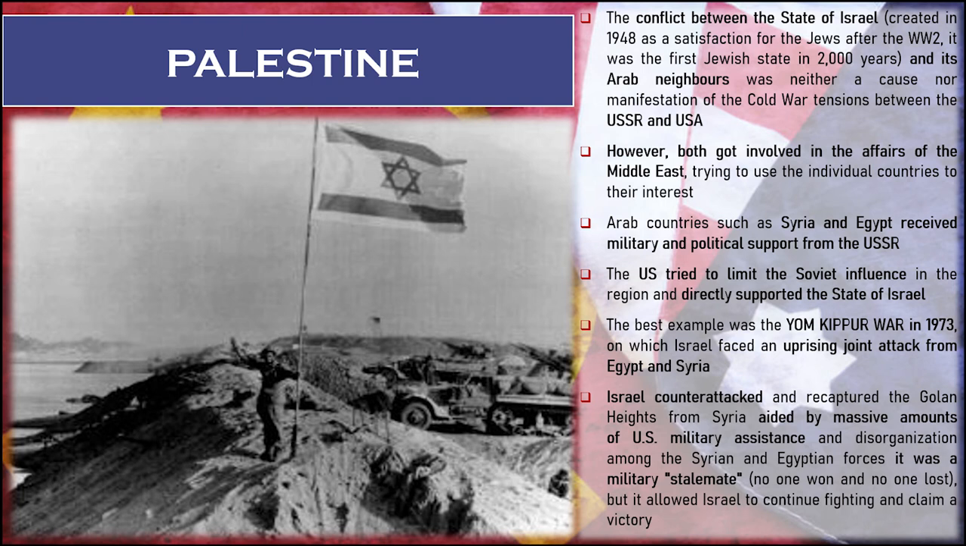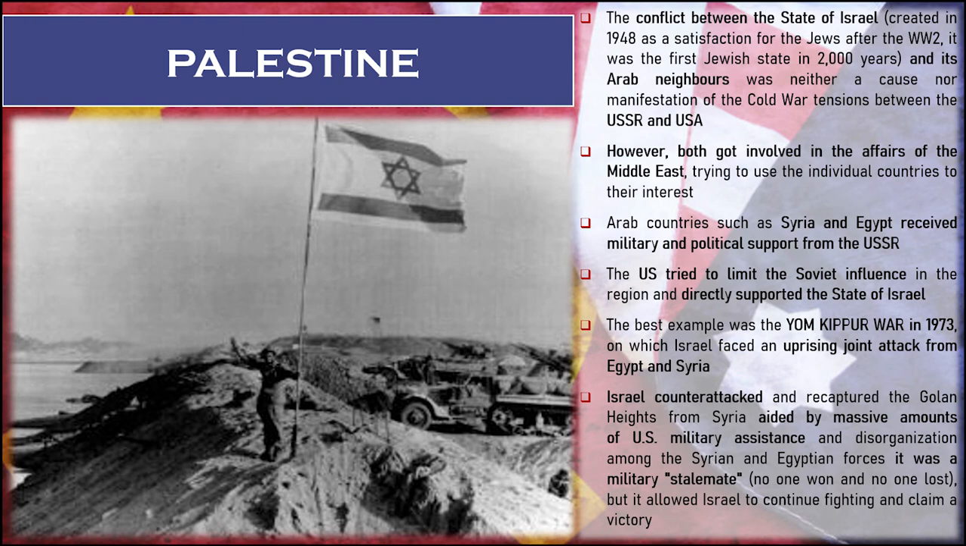The best example was the Yom Kippur War in 1973, in which Israel faced an surprise joint attack from Egypt and Syria, supported by the USSR. But Israel counterattacked and recaptured the Golan Heights, and even gained more territory from Syria. And this was mostly because of the military aid of the United States and also disorganization among the Syrian and Egyptian forces. So we can say it was a military stalemate, so no one won and no one lost. But let's say that this victory allowed Israel to continue fighting and claim a victory and its existence. So there are still conflicts that are mostly connected to religious differences, cultural differences, and the fact that this state was created artificially by the Allies as some kind of dictate.